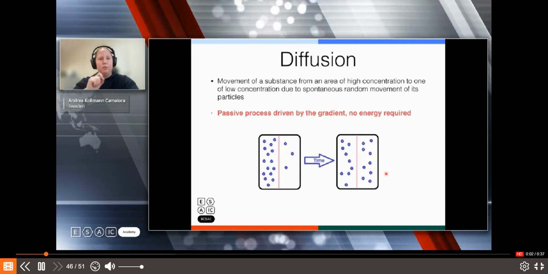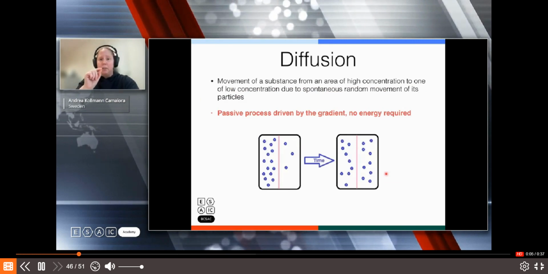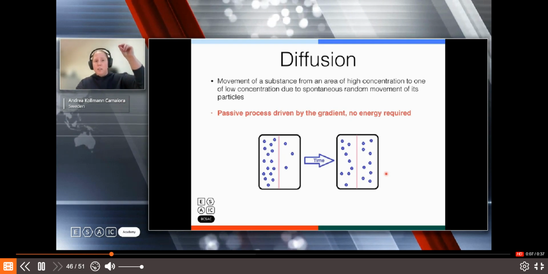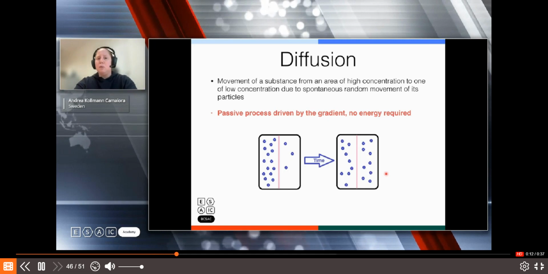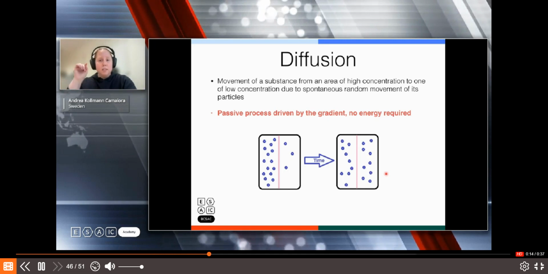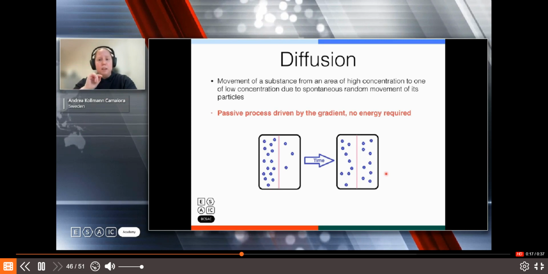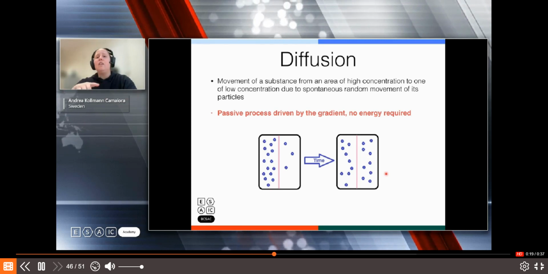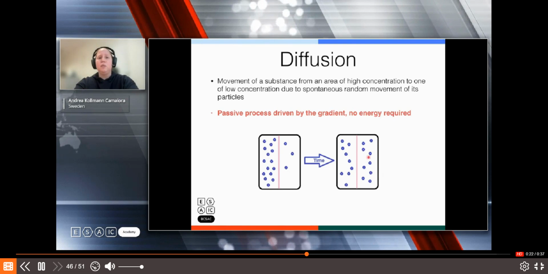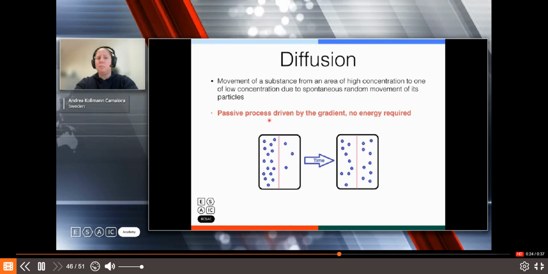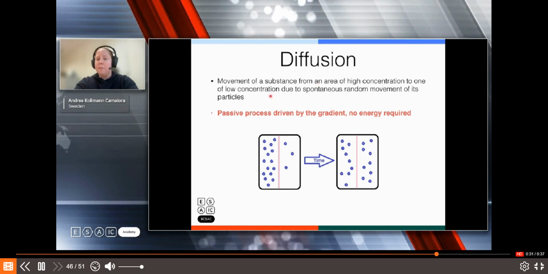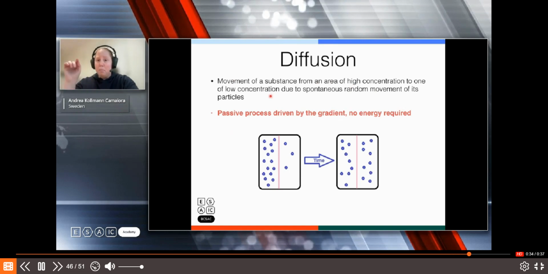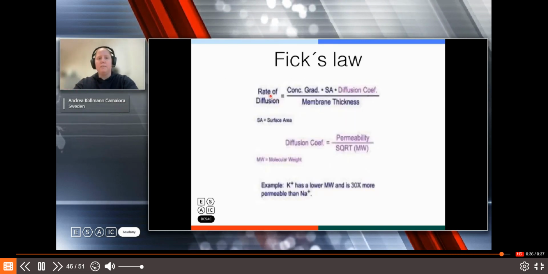Then we're going to talk about diffusion, which is the movement of a substance from an area of high concentration to one of low concentration due to spontaneous random movement of its particles. So just listen to what I said. Spontaneous random movement. If it's spontaneous random movement, there is no energy required. So diffusion is a passive process driven by gradient. No energy required. It's in red. It has come in the exam many times before. So just remember, diffusion, passive, no energy required.